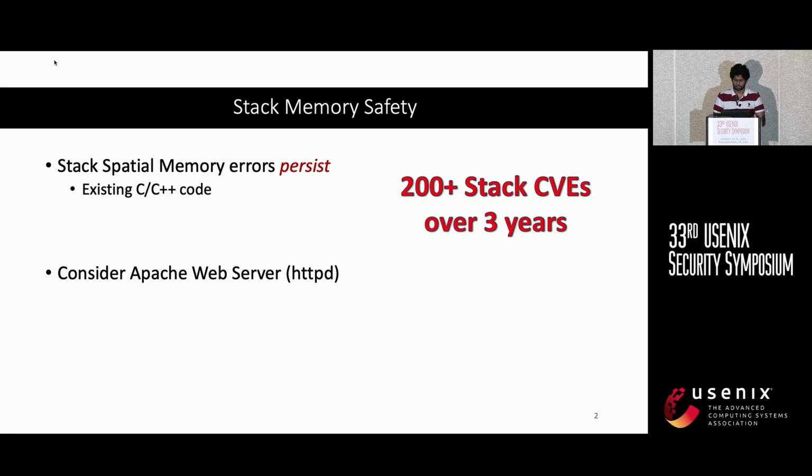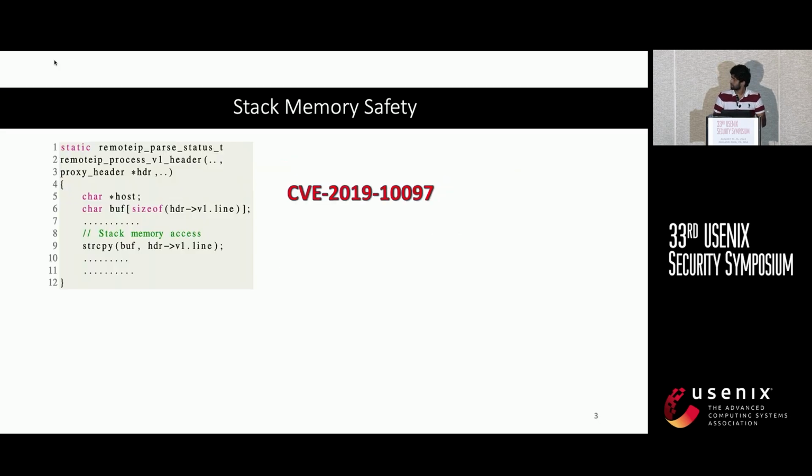Over the past 3 years, we've seen more than 200 stack CVEs with a severity score of 7+. And we find such vulnerabilities even in web servers such as Apache. For example, here we have a vulnerability where an adversary can use a remote header to overflow a buffer on the stack and corrupt a lot of other data.